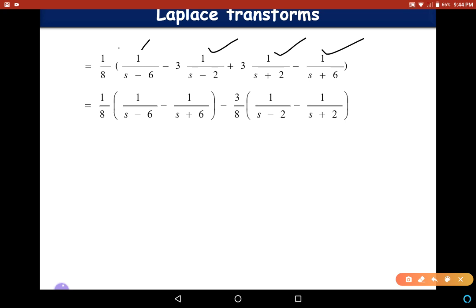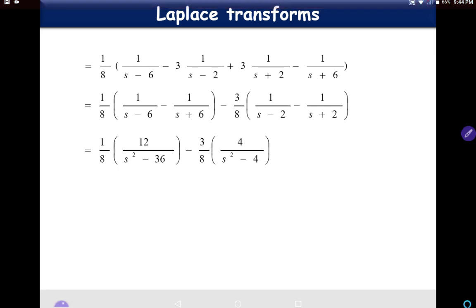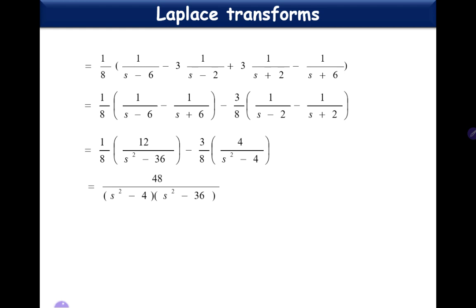Taking LCM and simplifying, we get 1 by 8 times 12 by (s² − 36) minus 3 by 8 times 4 by (s² − 4). Again taking LCM, we get 48 by (s² − 4)(s² − 36). There is an alternate method to find the Laplace transform of sinh³ 2t, because we know the formula sinh 3x is equal to 3 sinh x + 4 sinh³ x.